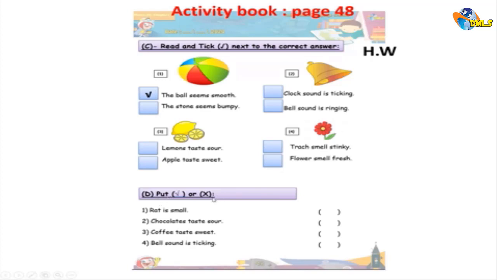Question B, put true or false. We will read the sentence and put true or false. I will answer number 1 with you and you will complete it as homework. Number 1, rat is small. Rat is small. True or false? Rat is small. True. You will answer this page as homework.